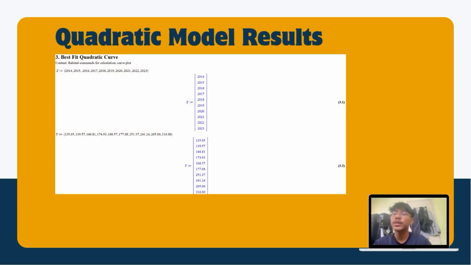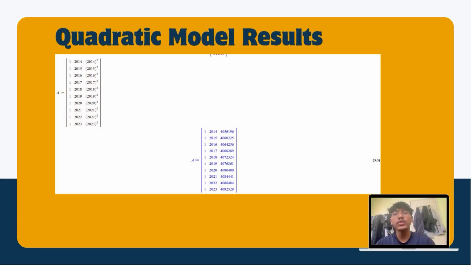Okay, next we move to the best fit quadratic curve, which we need to find. So first we need to insert the x and y. We insert x as the year and y as the price of the gold. When we fit it in Maple, it will become like this.